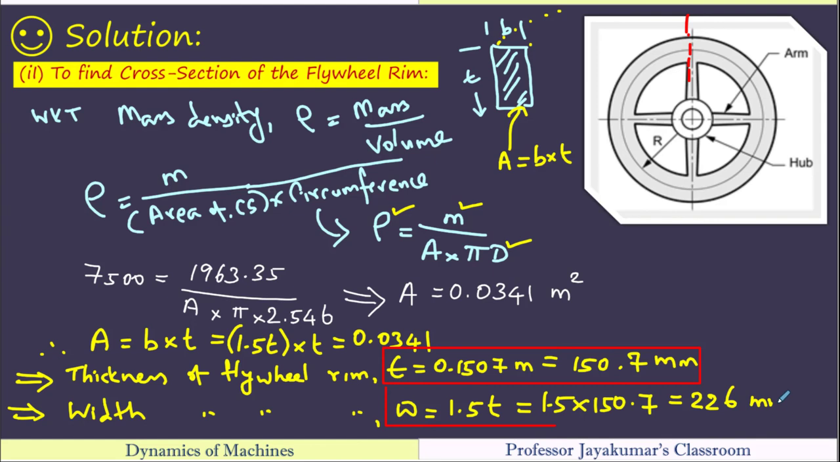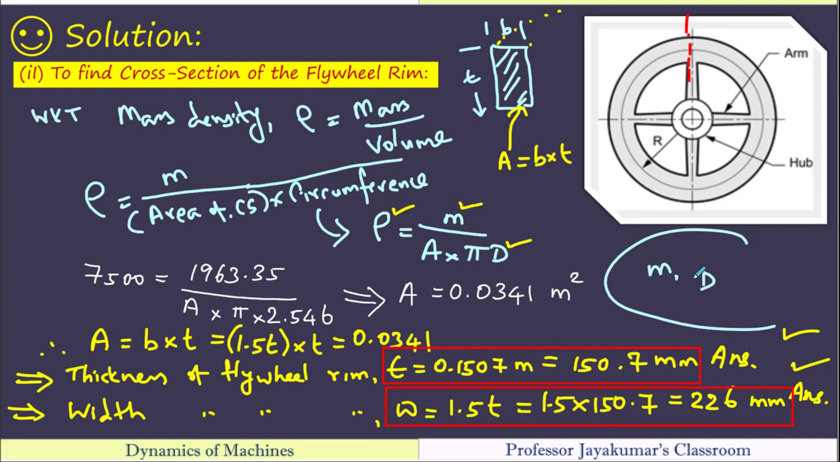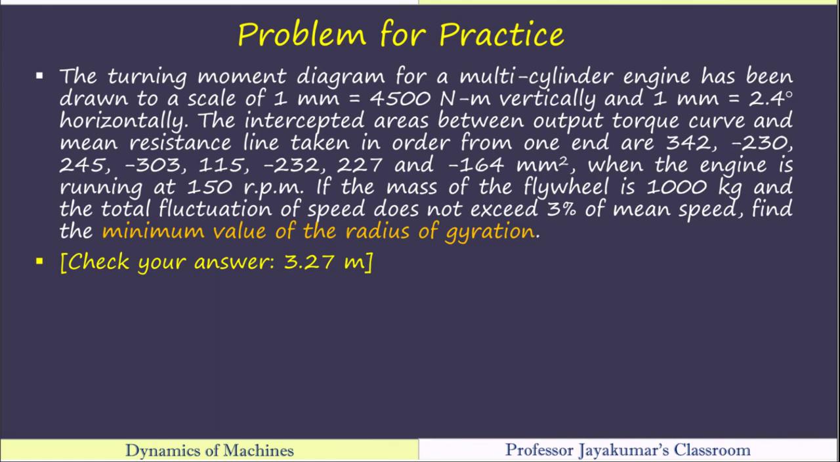Okay, that's it. We have obtained the mass of the flywheel, diameter of the flywheel ring, and the cross section of the flywheel ring. That's it. That's the end of the problem. Okay, you can very well try this problem for practice at your home and check your answer.